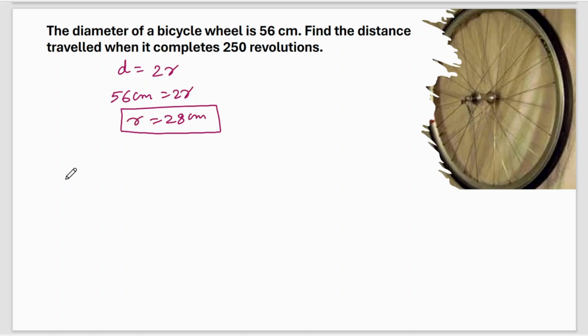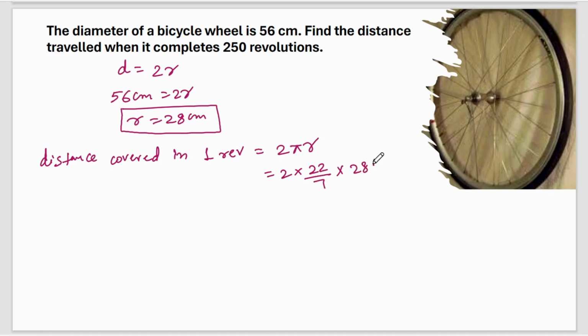So we know how much distance they will cover in one revolution. First, that we have to calculate. So the distance covered in one revolution is nothing but 2 pi r. So it is 2 into pi. How much is pi? 22 by 7, and r is 28 centimeter.